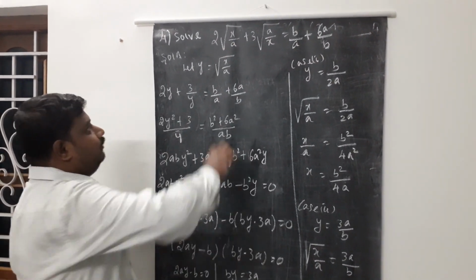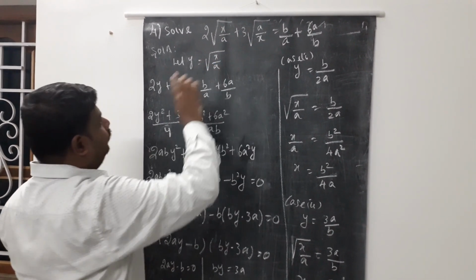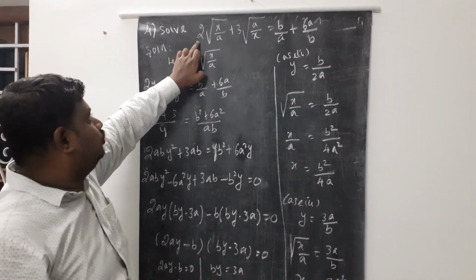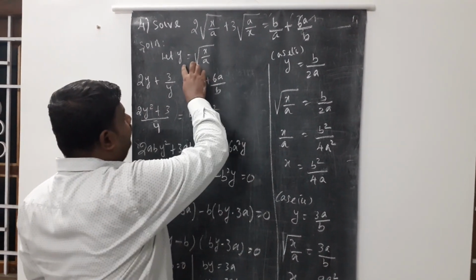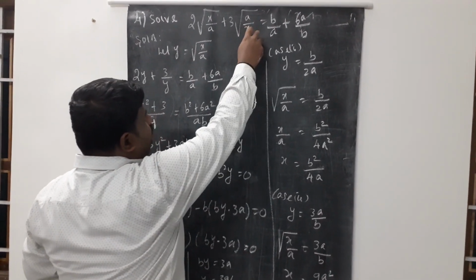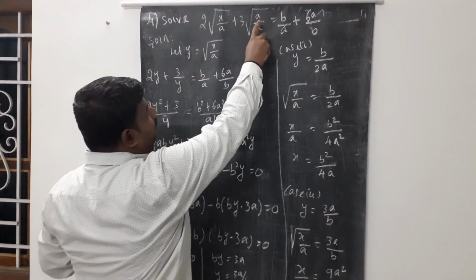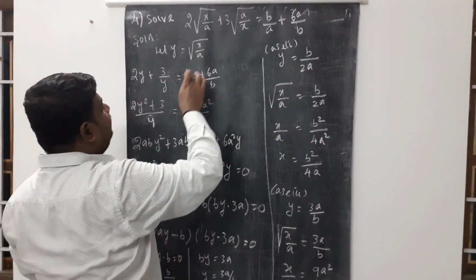Here also I am taking y is equal to square root of x by a. So I replace it: 2y plus 3. Here, square root of a by x is the reciprocal, so you write 1 by y. So I write 3 by y.